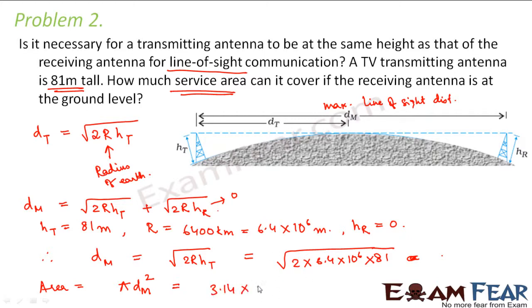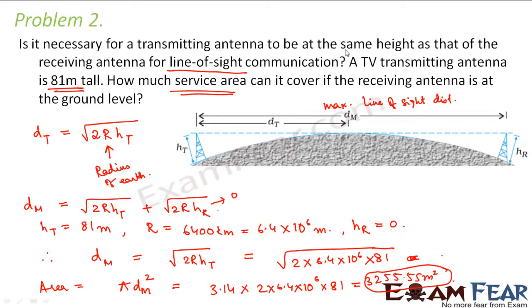When you square it, you get 2 into 6.4 into 10 to the power 6 into 81. So this is 3255.55 meter square. So it would cover this much area. We can say that it is not necessary for a transmitting antenna to be of the same height as that of the receiving antenna for line of sight communication.